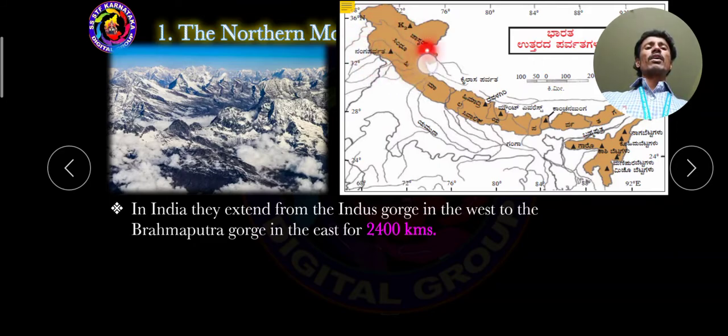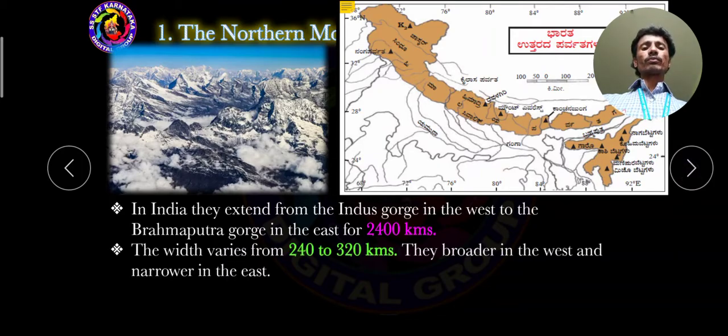It means Sindhu river to Brahmaputra river in the east. So these all we should consider for the northern mountains. The length is 2,400 kilometers. Sindhu river to Brahmaputra river, it consists of 2,400 kilometers west to east.